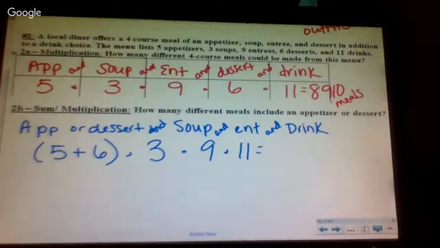An entree? That's your main course. That's a word for your main course. So how many options do we have if we're getting appetizer or dessert? 3,267.